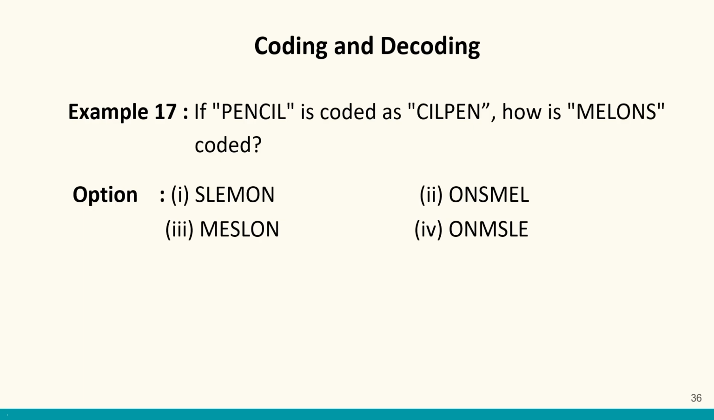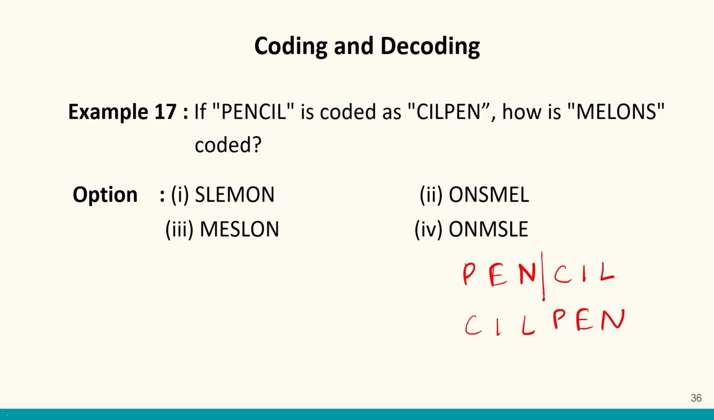So this is the last question for today. Let us look at it. Pencil is coded as CILPEN. So I can see these are similar letters. So maybe this is a pattern by formation, by changing the formations. So let us write. PENCIL is coded as CILPEN.